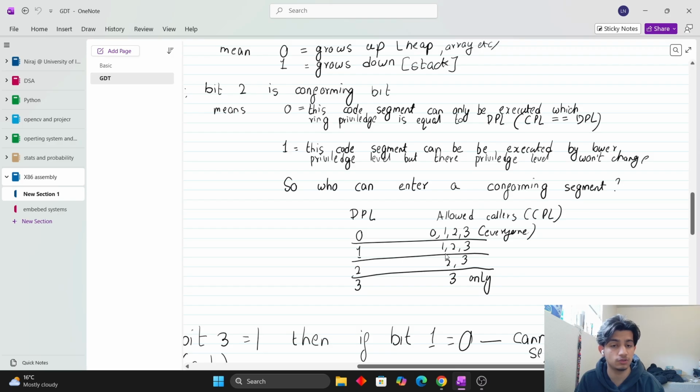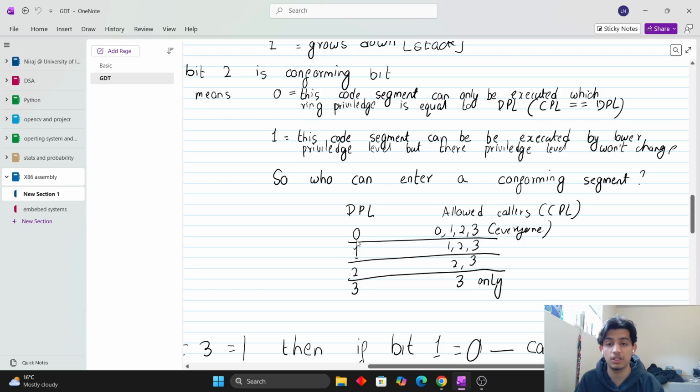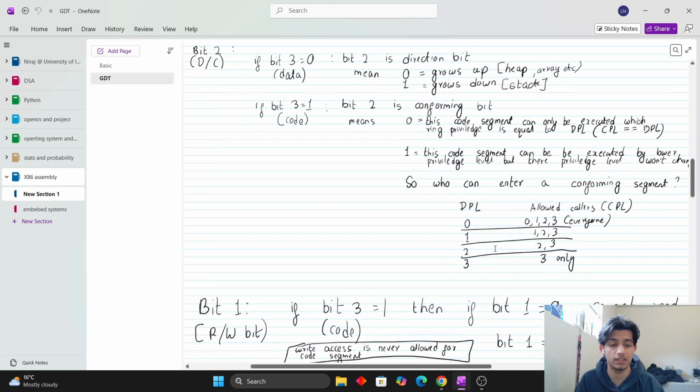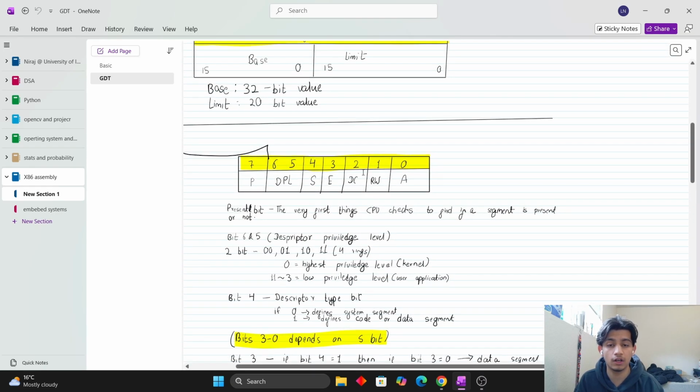I also have a table, so it is easier for you to understand. Let's say the descriptor privilege level is zero and the conforming bit is one. That means any caller with privilege level 0, 1, 2, or 3 can execute that code segment. And if the descriptor privilege level is 1, then 1, 2, and 3 can execute it. I think you got what I'm trying to say, right? So that is for bit 2, the direction or conforming bit.